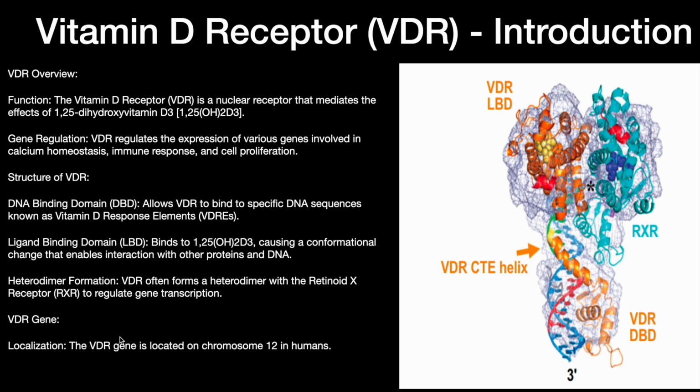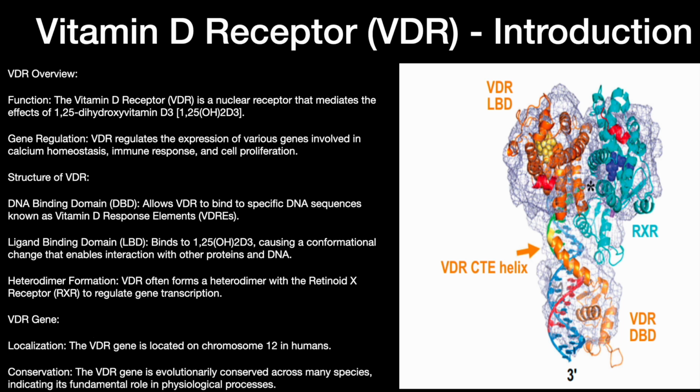Then the gene localizes to chromosome 12 in humans, and the VDR gene is evolutionarily conserved across many species, indicating that it has a fundamental role in physiological processes.